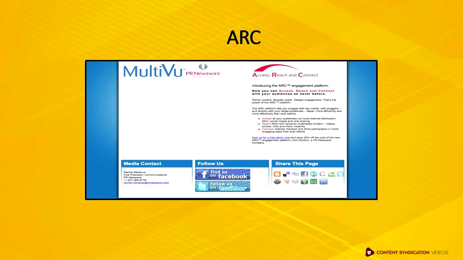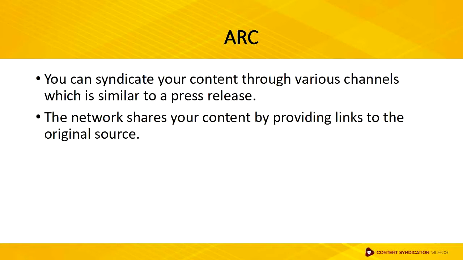The fourth network is Arc. Arc is a platform where you can send your content across various channels, which is similar to a press release. With Arc, your content will be disseminated across sites, social media platforms, blogs, and other sites. Arc works by sharing and publishing your content on other sites with links back to the original source, no follow links. But you need to bear in mind that Arc does not link back to SEO. It prioritizes in generating interest towards your brand through content distribution, as well as sending traffic back to your blog.